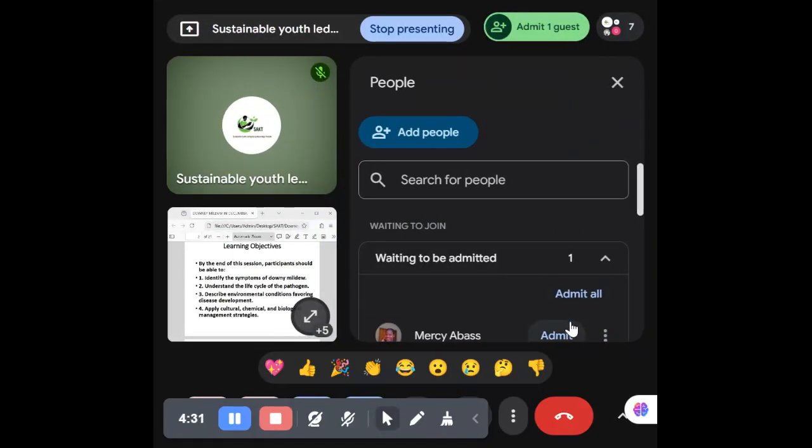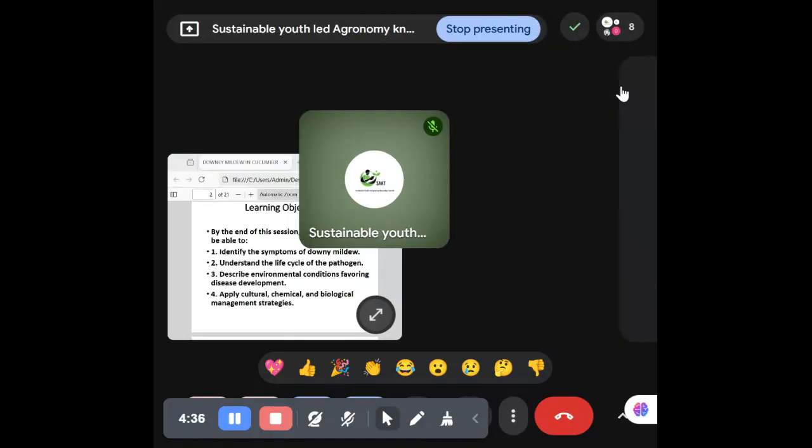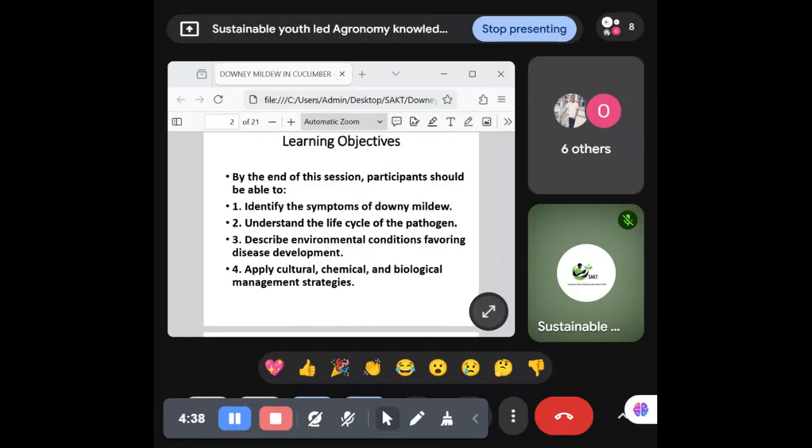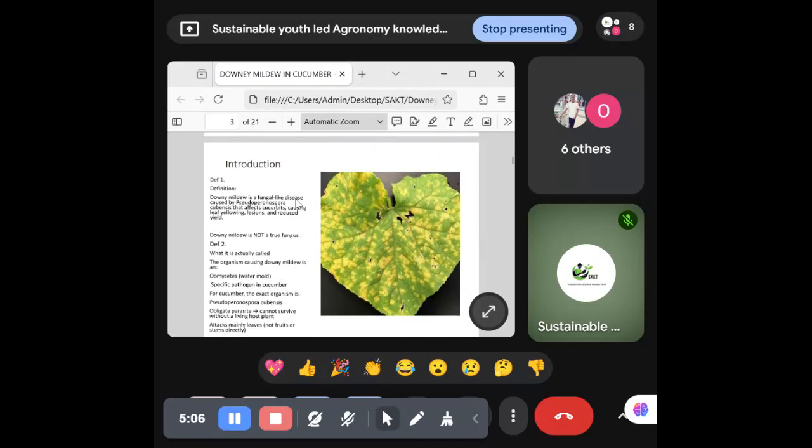So the first thing we'll be looking at is the objective of the class today. Basically, what we want to do today is to be able to identify symptoms of downy mildew, understand the life cycle of the pathogen, then describe the environmental conditions that favor the disease. Then the last discussion we'll have is how to prevent and manage downy mildew.